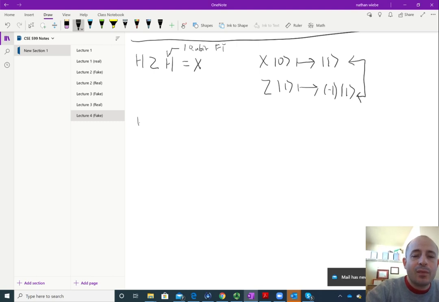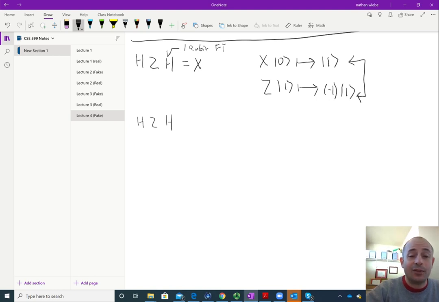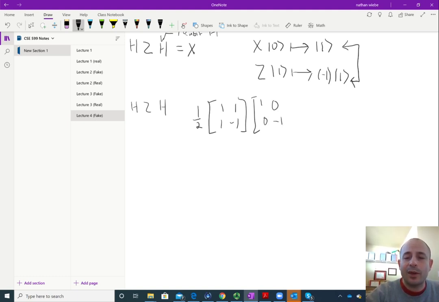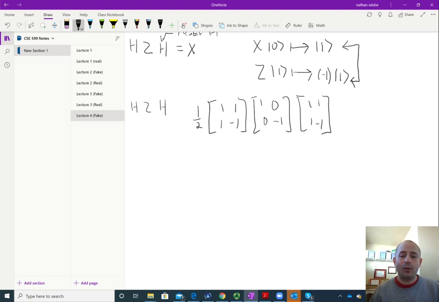So we have HZH. The easiest thing to do, because we don't have too many identities at the moment, is to just express all of these as matrices. Because I don't want to keep drawing factors of 1 over root 2, I've factored both of the 1 over root 2 factors outside the matrices. Okay, and so now the matrices are of that form.